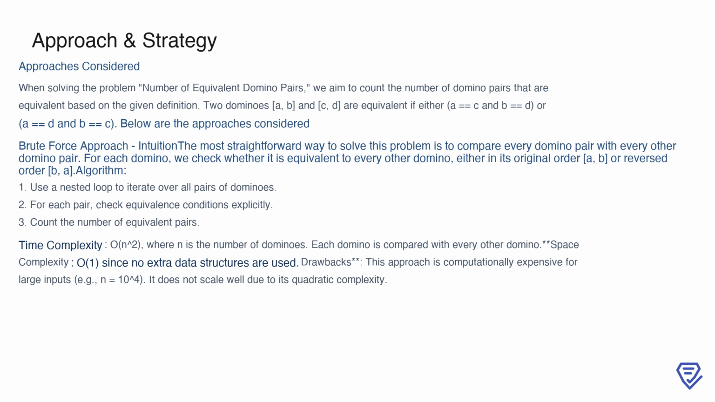The algorithm involves a nested loop, leading to a time complexity of n squared, where n is the number of dominoes. This quadratic growth in comparisons makes the brute force method impractical for large input sizes. Additionally, it doesn't utilize any additional data structures, so the space complexity remains constant at O(1). However, a high computational cost makes this method unsuitable for scaling to larger datasets, such as when n is in the tens of thousands.